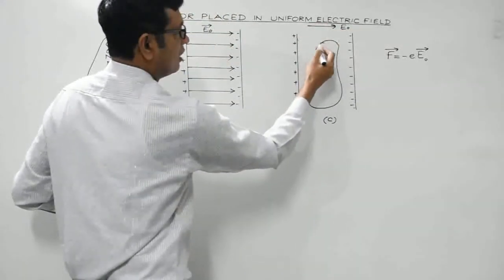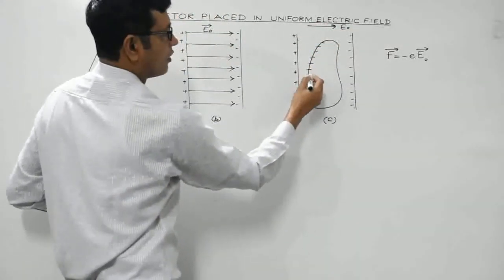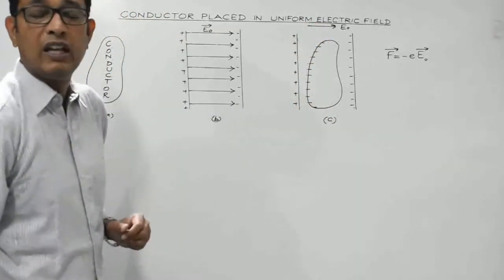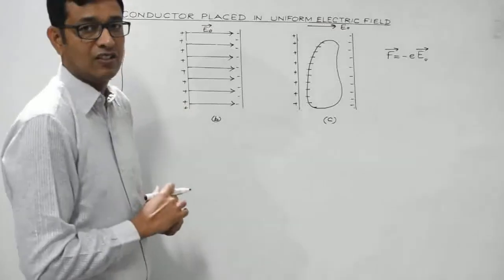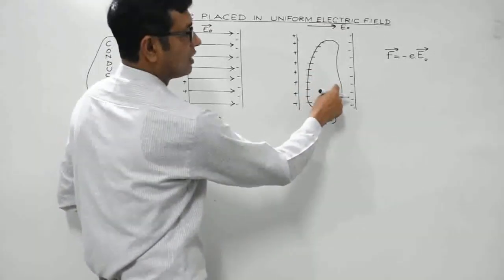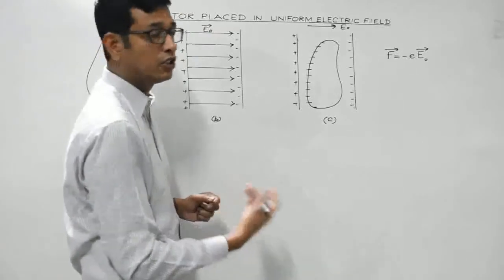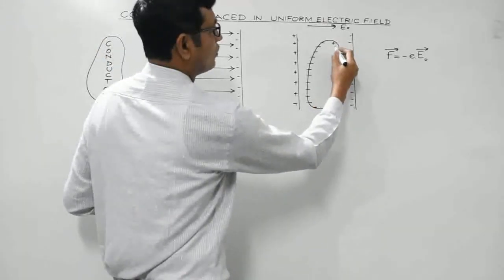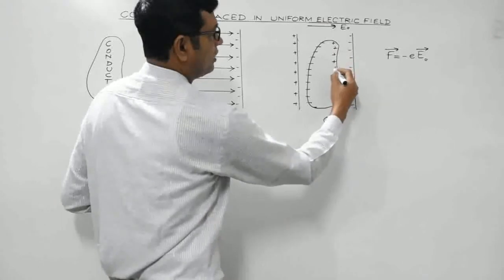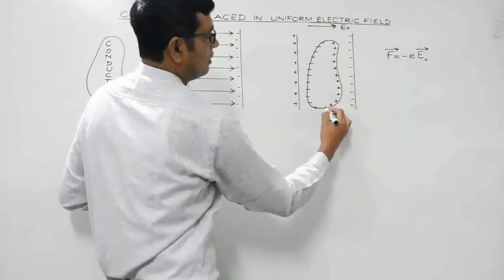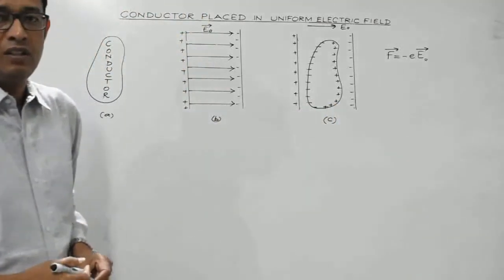So the face of the conductor towards the positive plate will acquire a net negative charge, while on the other hand, the face of the conductor which is towards the negative plate, due to the deficiency of electrons, will acquire a net positive charge. So basically, redistribution of electrons will take place, right? This is the first point.